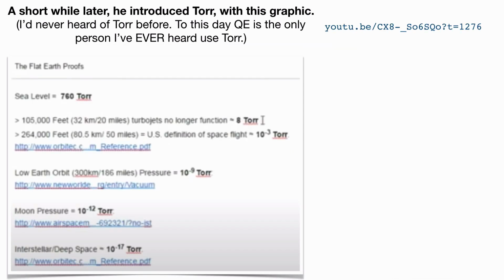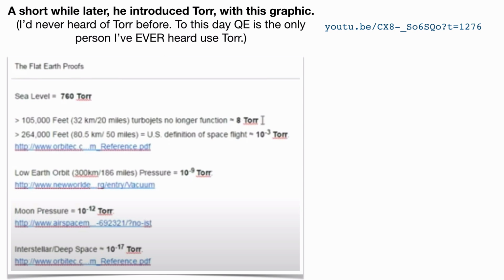Now, a little bit later in our original conversation, he pulled up this document. It's a little blurry because I took a screenshot of a video, so the original was much clearer. But basically, he's got torr values at various altitudes. And I'll be very honest, to this day, I'm like 53 years old, I've got a math and science background, I have never heard anybody else in the world use torr besides Quantum Eraser.